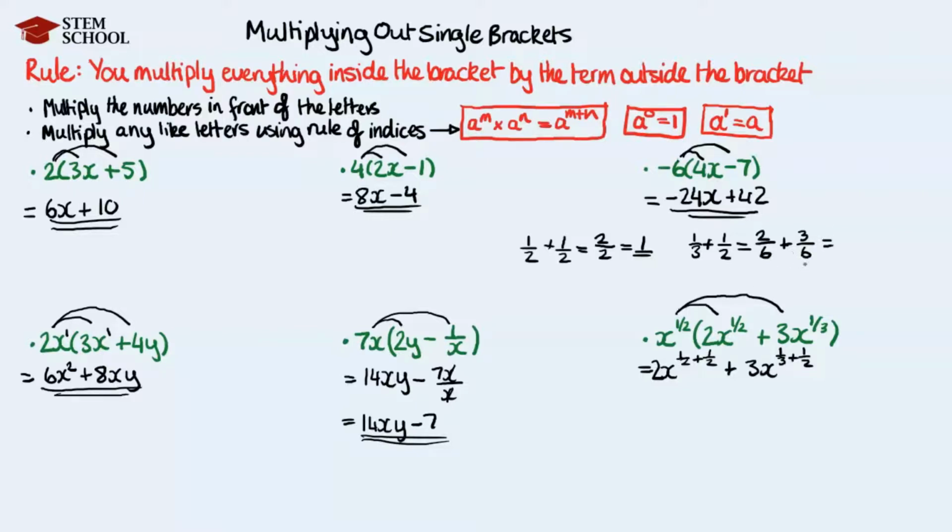And we can add these fractions. So you just add the numerator and they have the same denominator. So 2 plus 3 is 5, and then over 6. So that's the powers. So let's sub that back in. So it'll be 2x to the power of a 1, which you don't need to write. Then we have 3x to the power of 5 over 6.